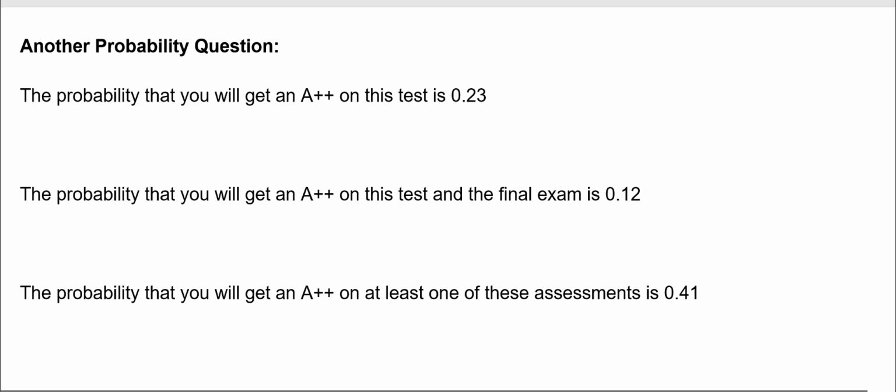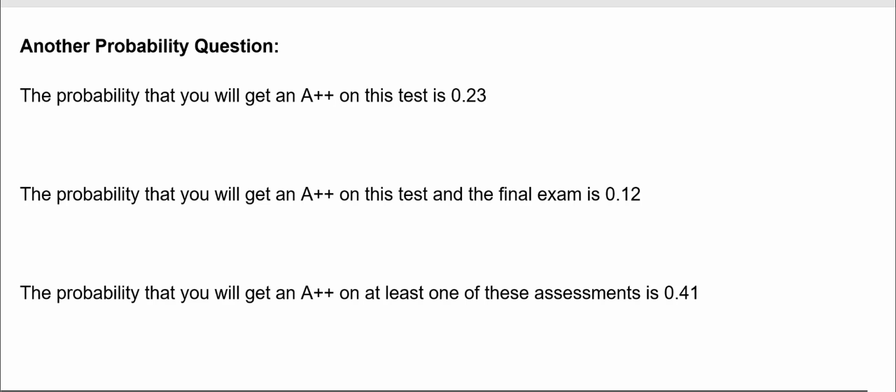All right, math fans, this is the second part of the note sheet, and this is just a different type of probability question. So 3 kinds of questions here. The probability that you get an A++ in this test is 0.23. The probability that you get an A++ in this test and the final is 0.12, and the probability that you get an A++ on at least one of these assessments is 0.41.